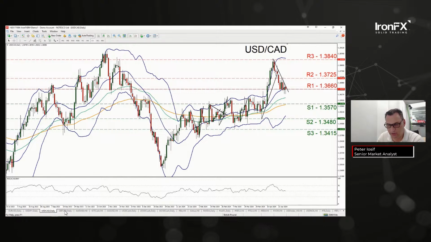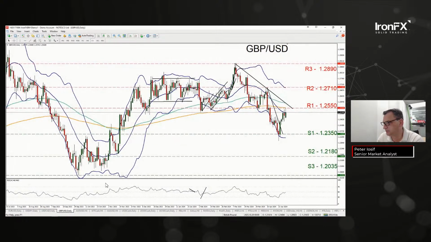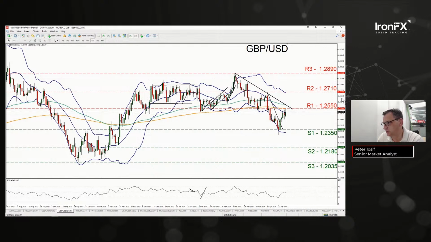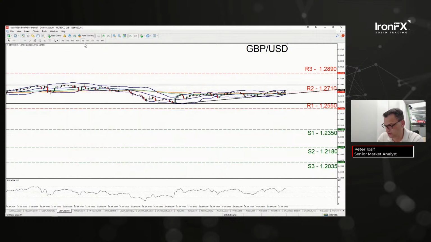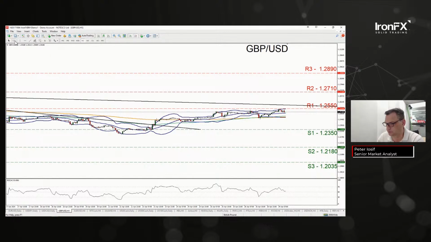Let's have a look at cable, GBP/USD. That's cable's daily chart. Cable seems to be hitting a ceiling at the R1 1.2550. At least there seems to be some difficulty in breaking it. It's characteristic that during the Asian session, let's drill into the 1 hour chart, see how the level was reached on the late Asian session today, and the pair corrected lower.